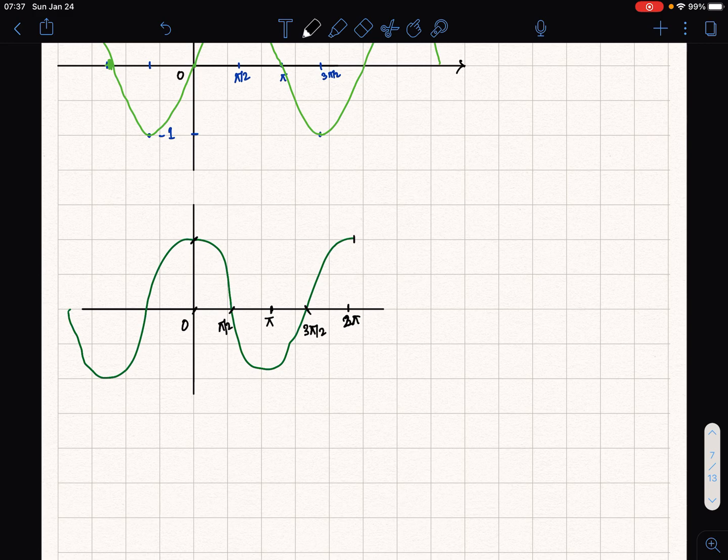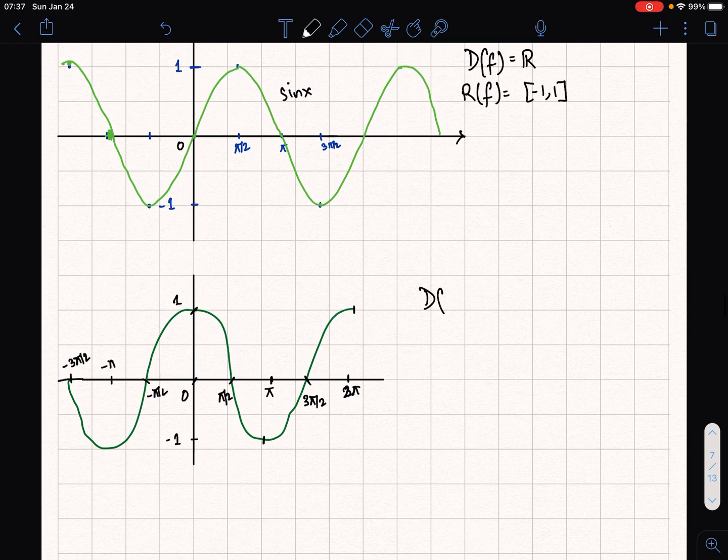Observe that the graph can be reflected through the y-axis and it's almost symmetrical by the y-axis. So this is minus pi by 2, this is minus pi, this is minus 3 pi by 2, and so on. So the graph again, as usual, alternates between 1 and minus 1. So the domain of this graph is all real numbers, while the range is minus 1, comma 1.